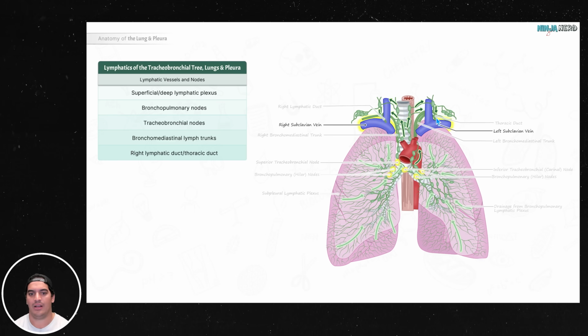All right. So what I really want you guys to know is just more the flow. Whenever a patient develops a lung cancer, if that cancer is here and it does spread via lymphatics, it can spread into the bronchopulmonary nodes, also known as the hilar nodes, can spread to the tracheobronchial nodes, can spread to the bronchomediastinal trunks, and eventually get to the lymphatic ducts, the right lymphatic duct or the thoracic duct.